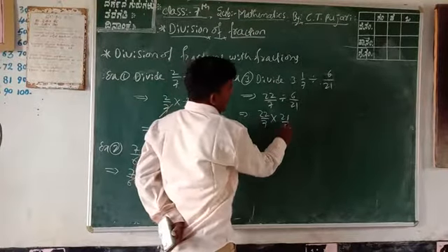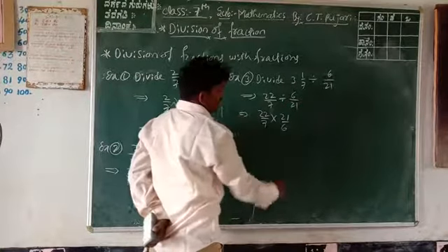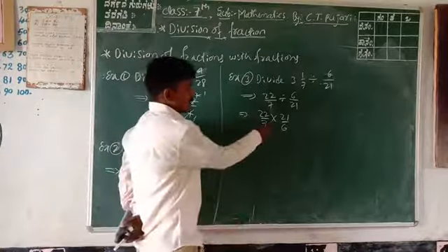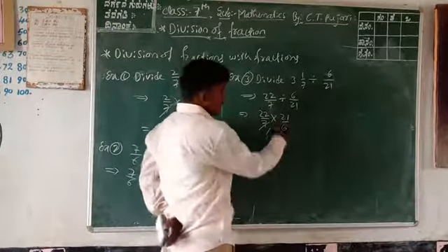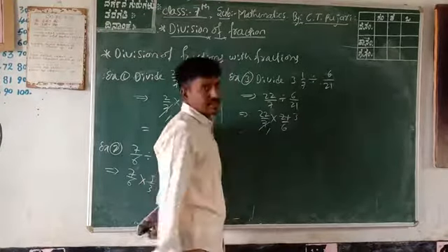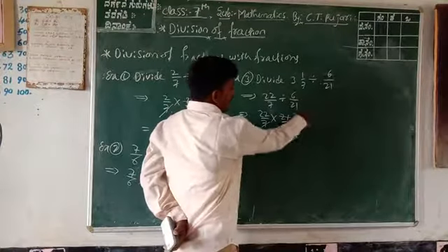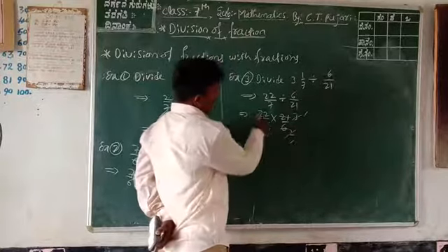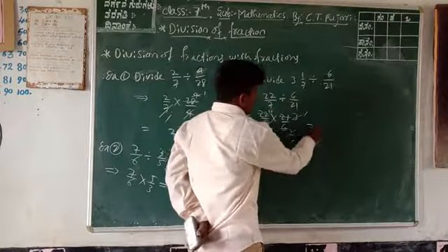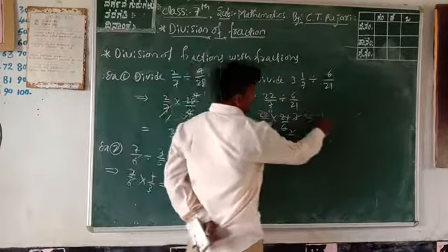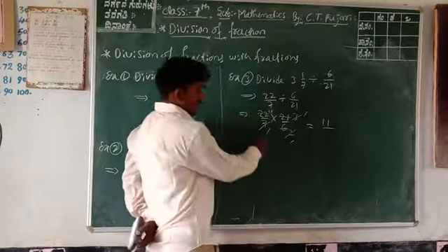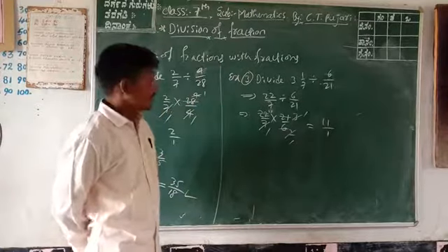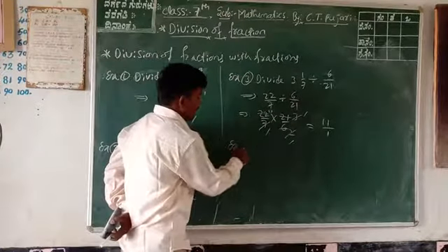Next, simplification. Therefore 22 by 7 into, you can change division into multiplication with the reciprocal of these two, 21 by 6. Next, cancellation: 7 ones are 7, 7 threes are 21. Next, 3 ones are 3, 3 twos are 6. Again, 2 ones are 2, 2 elevens are 22. Therefore the answer is 11 ones are 11, divided by 1 into 1 means only 1. Answer is 11.